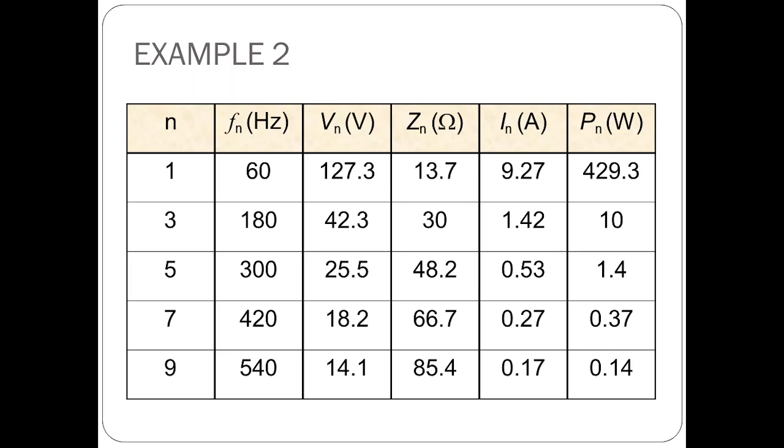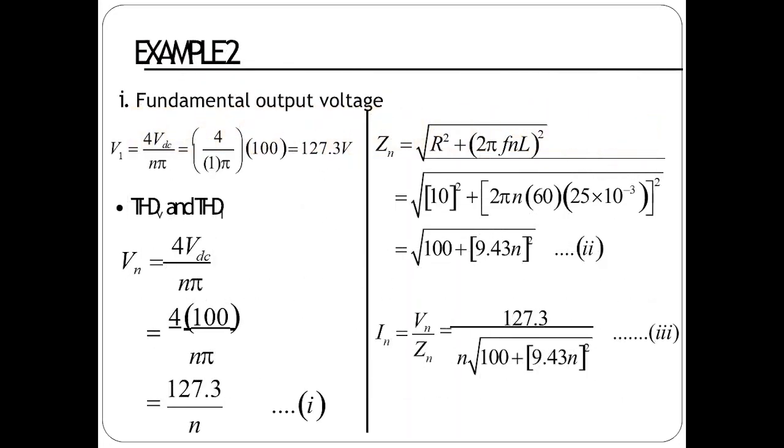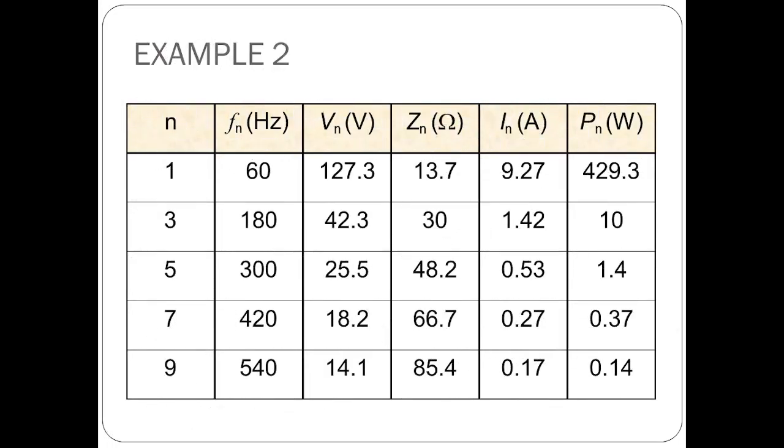Now we find out the In value by In is equal to Vn by Zn. So all the formulas are mentioned here, and these formulas can be utilized for finding out In, Zn, Vn and everything. Now lastly we want to find out the power. So how to find out the power in this one?